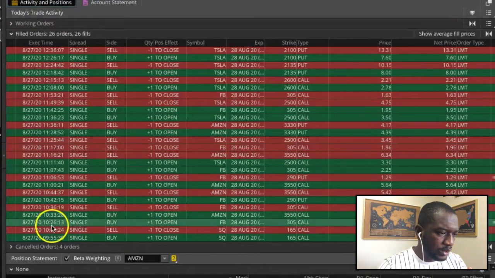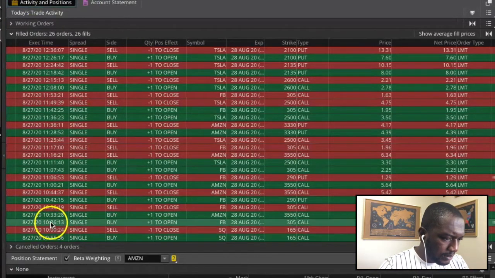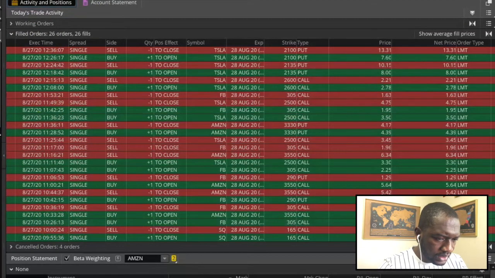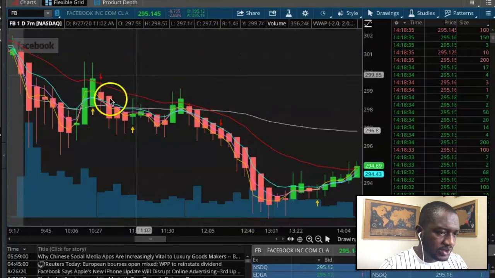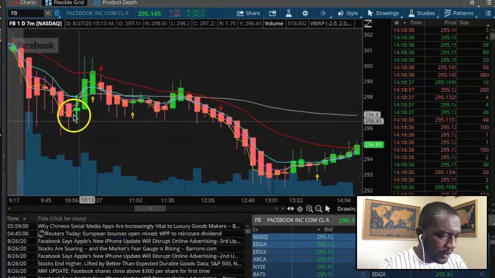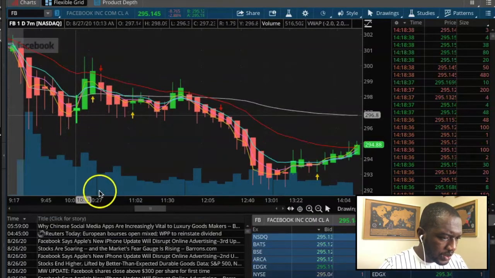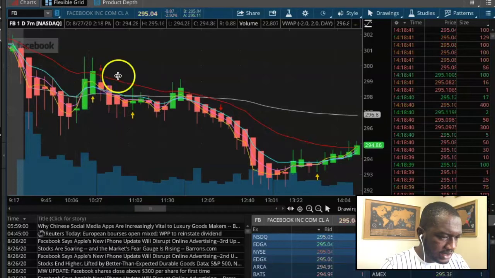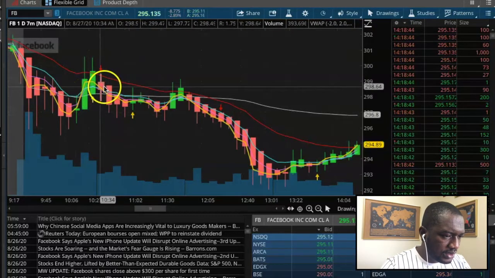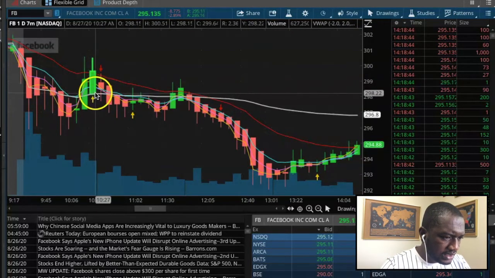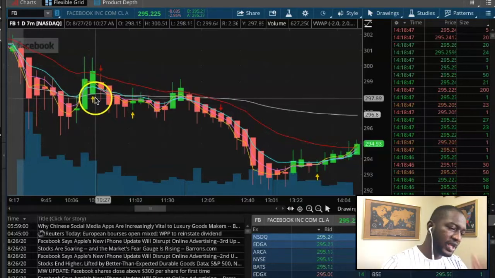Let me go back. So 10:26 here, and it was a call, right? Around 10:26, I did a call. If you can see at the bottom here, the time is at the bottom here. So around 10:26, around this area, perfect.